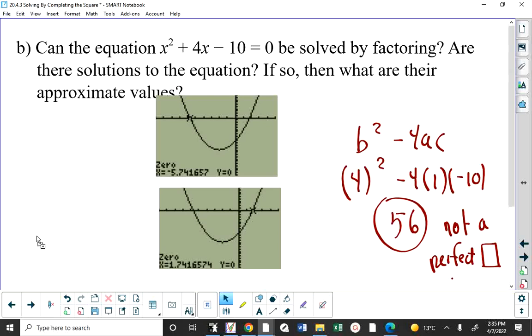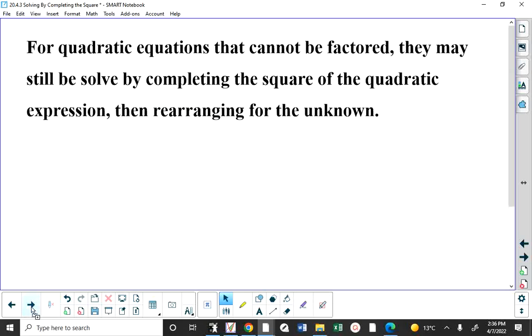Okay. Well, I've mentioned this before, this is a high-level algebraic math course. It's fine to learn on a graphing calculator, but we are going to learn now how to algebraically find the values of those x-intercepts, or algebraically solve that equation. And if a quadratic equation cannot be factored, it may still be solved by completing the square and then rearranging for the unknown. May.